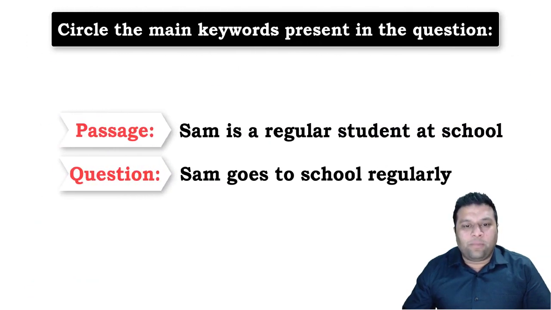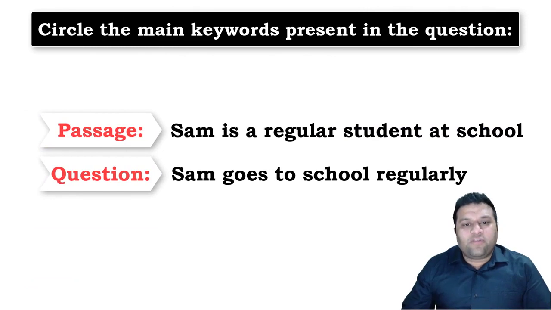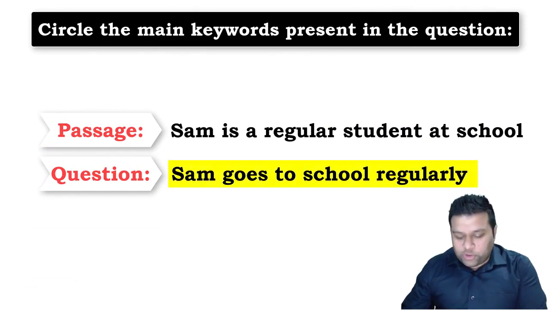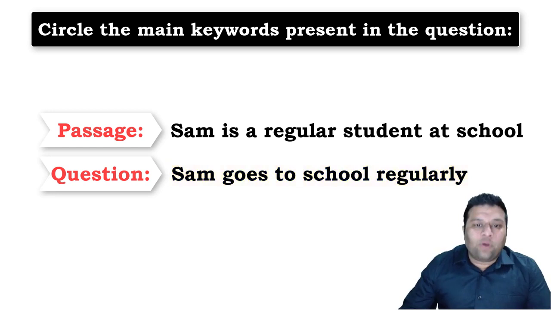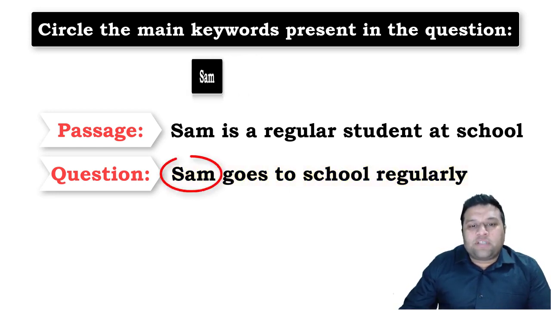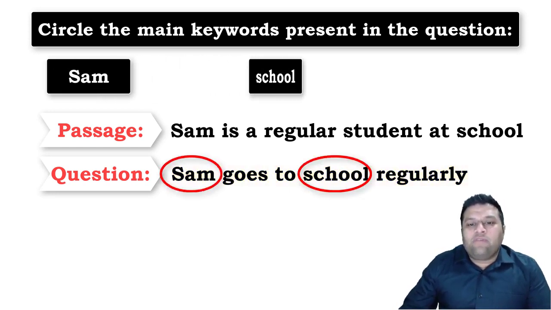Looking at the next example, right? In this particular scenario, the question says Sam goes to school regularly. So our question wants to find out whether Sam goes to school regularly or not. We don't care about the student part. Now we have to find Sam, we have to find school, we have to find regularly.